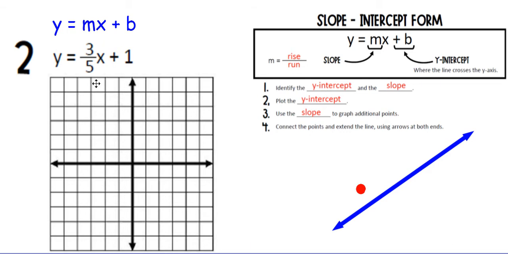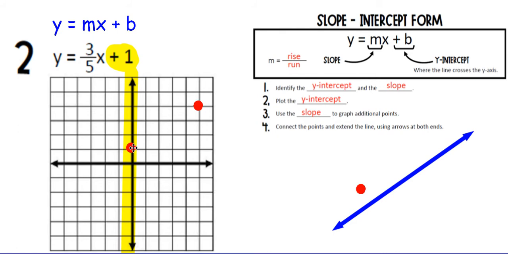Okay, next example, y equals 3/5 x plus 1. So again, remember, we're going to be beginning by putting a point on the y-axis. We're going to plot a point at +1. So here's 0, and we're going to go up 1, and that's our y-intercept. And now we're going to use the slope 3/5. So we're going to rise 3, 1, 2, 3, and run 5. 1, 2, 3, 4, 5.